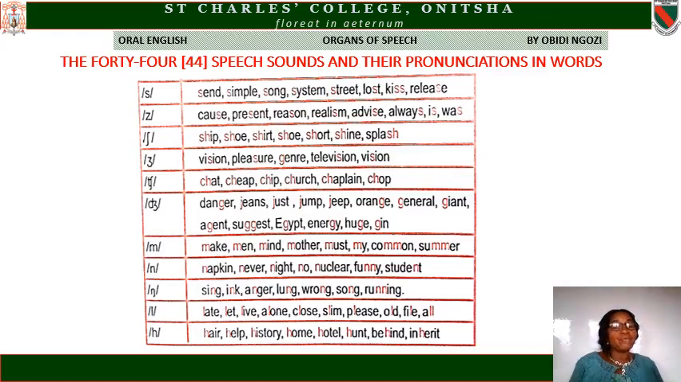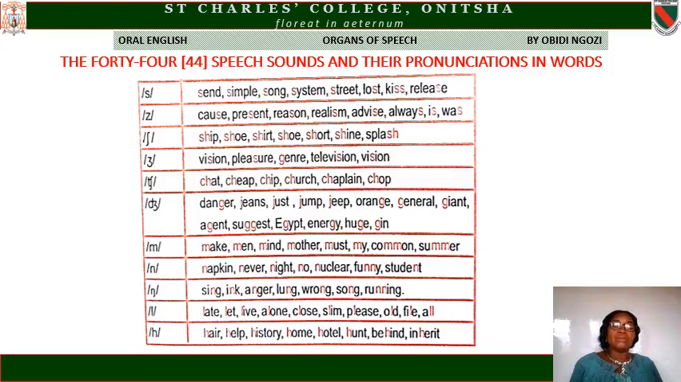The next one is another difficult one. It's pronounced J. We have it in our Igbo sound, but mark the symbol J, as in danger, jeans, just, jump, jeep, orange, general, giant, agent, suggest, Egypt, energy, huge, gene. M, as in make, men, mind, mother, must, my, common, summer. N, as in napkin, never, night, no, nuclear, funny, student, student.